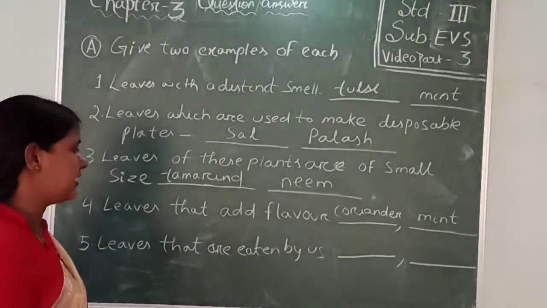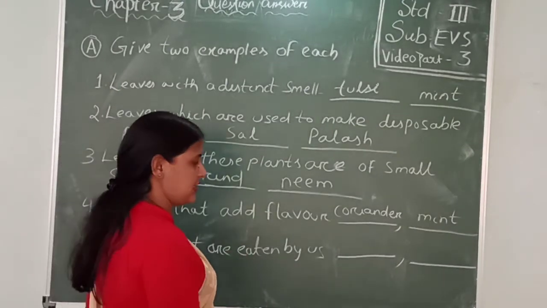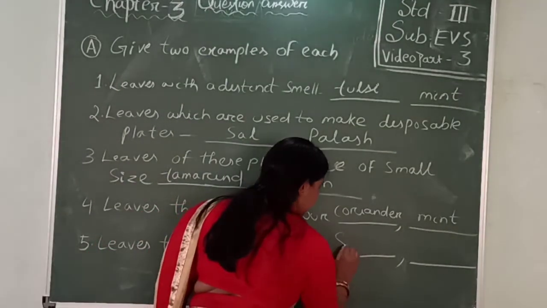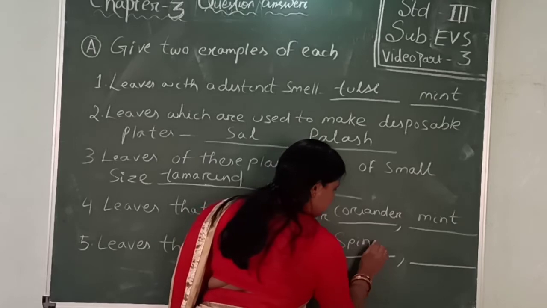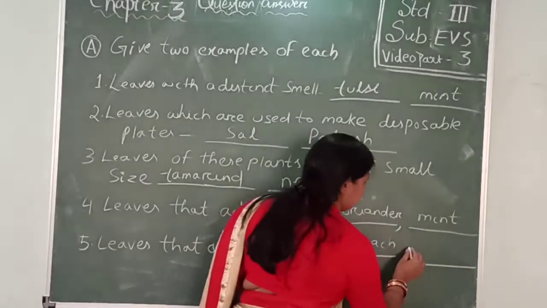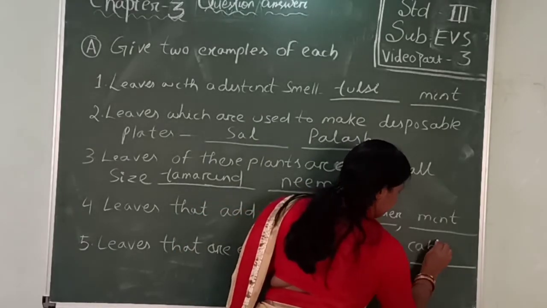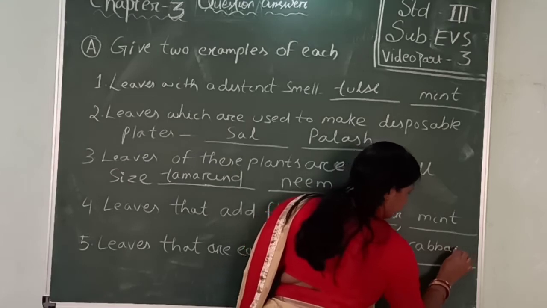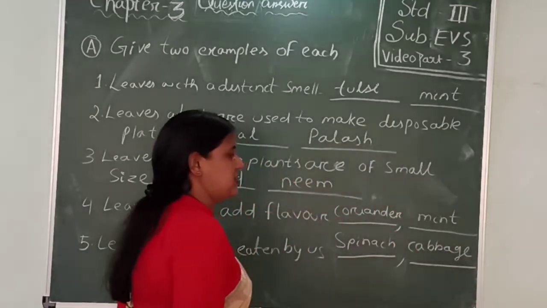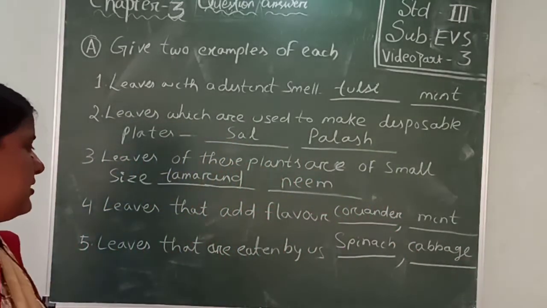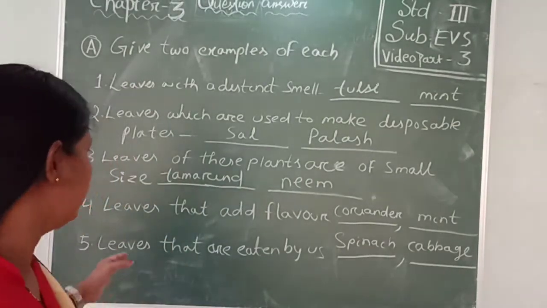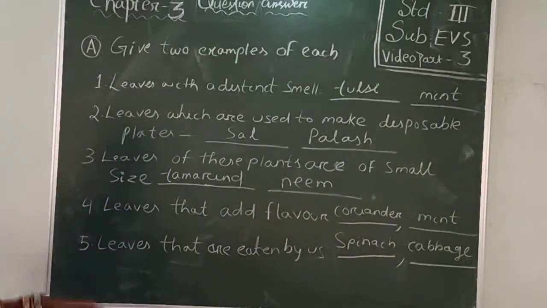The leaves that are eaten by us. The leaves that are eaten by us are spinach and cabbage. These are leafy vegetables which are eaten as food. Okay. These are all about question number A.